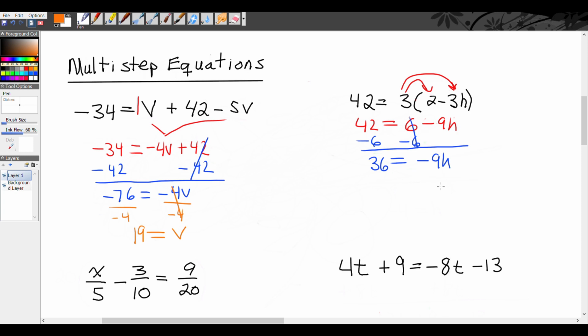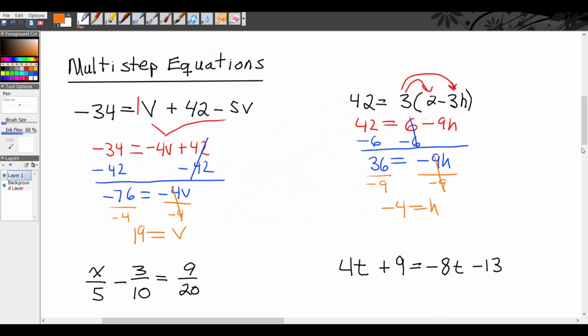And then our last step is we need to eliminate this negative 9. And this negative 9 is multiplying h, so we need to undo multiplication by negative 9. So we need to divide both sides by negative 9. Negative 9 divided by negative 9 is 1. So we end up with 1h, which is what we want. And here, positive 36 divided by negative 9 is negative 4.